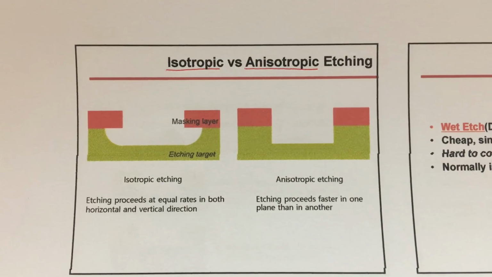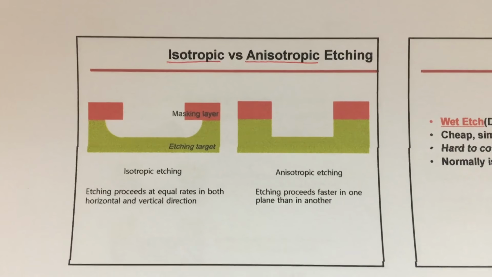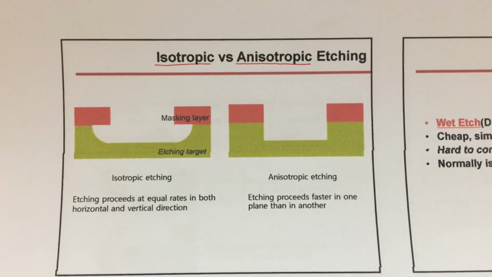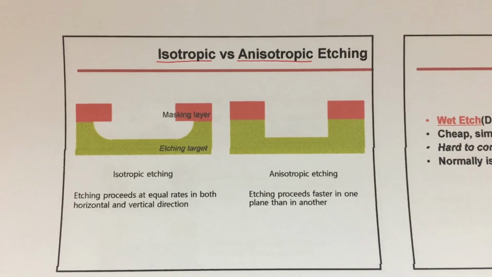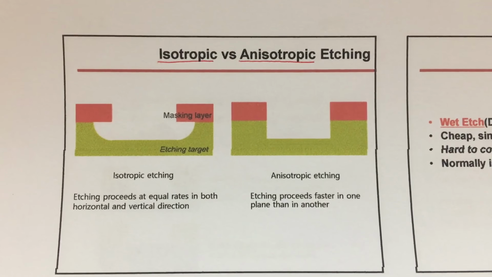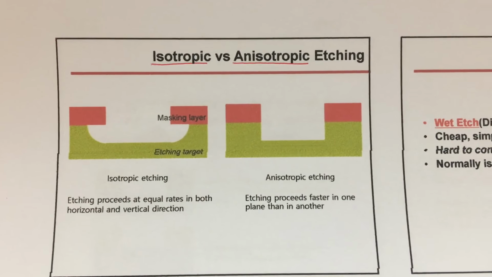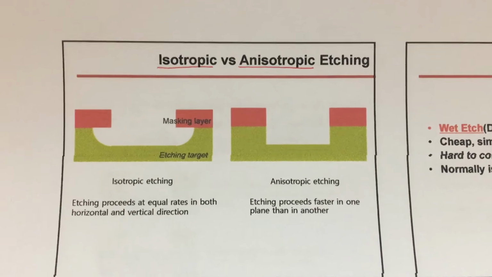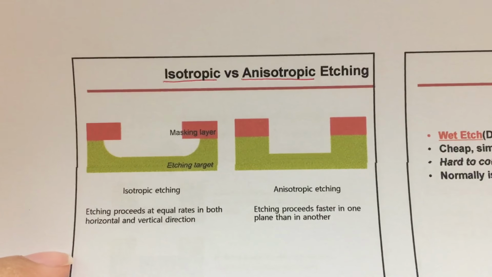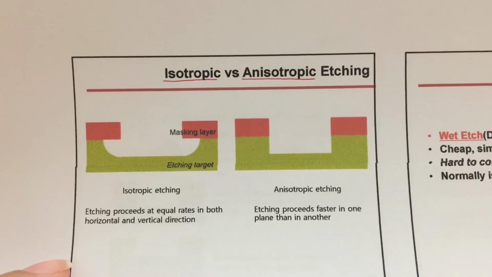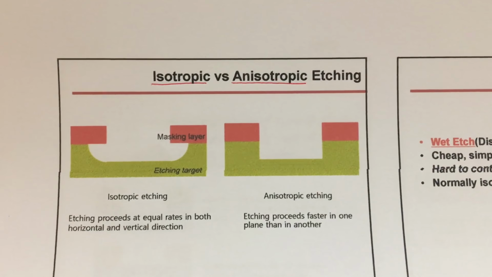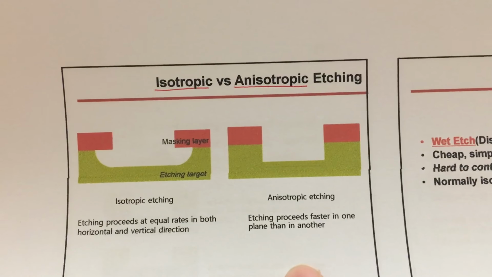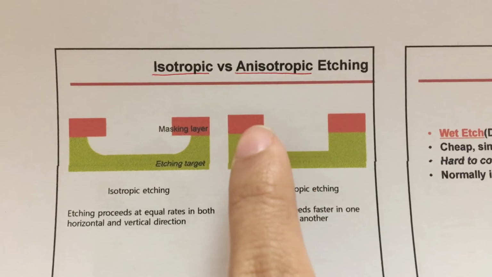Etchants with large bias are called isotropic because they erode the substrate equally in all directions. Modern processes greatly prefer anisotropic etches because they produce sharp, well-controlled features. A perfectly isotropic etch produces round sidewalls, and a perfectly anisotropic etch produces vertical sidewalls.